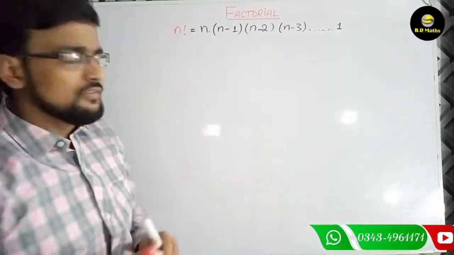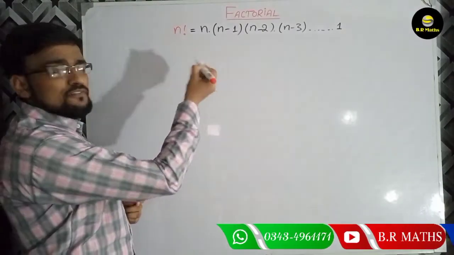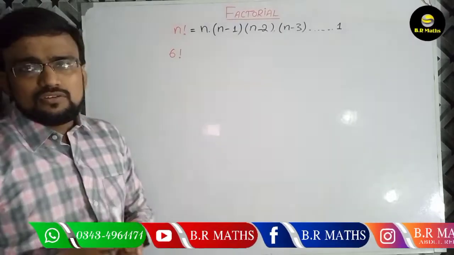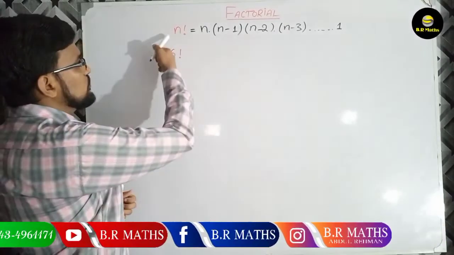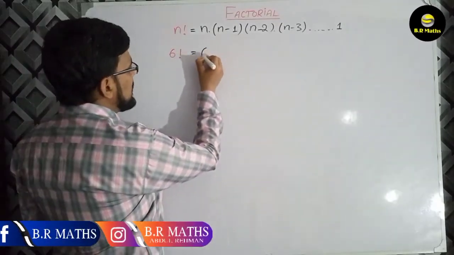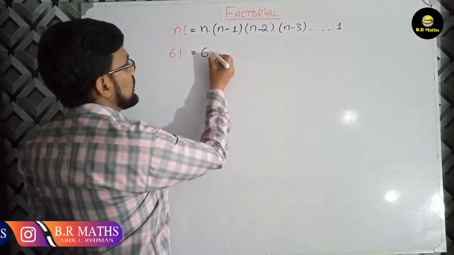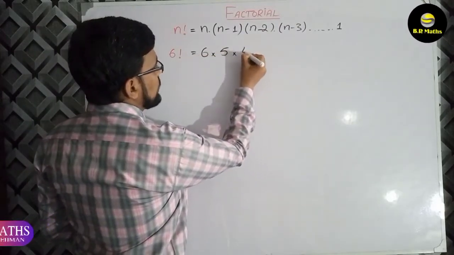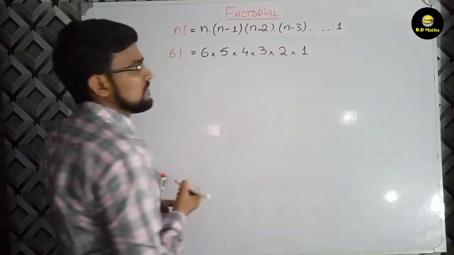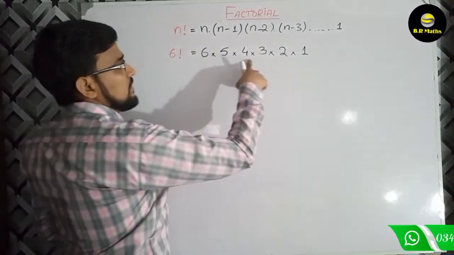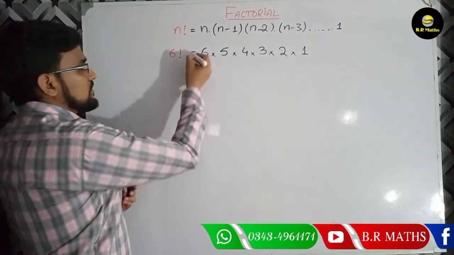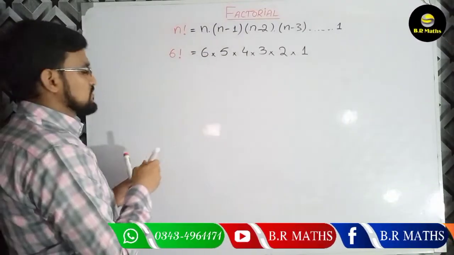For example, the factorial of a number: n should be a non-negative integer. So what is meant by 6 factorial? It means 6 multiplied by 5, 4, 3, 2 and 1. The number is 6, so from 6 down to 1. Similarly, you can find this for any number.